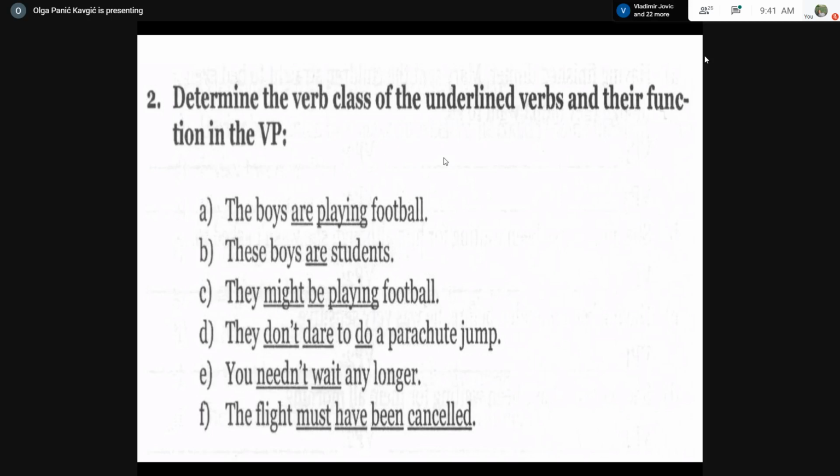Okay, Ognjen Pajić, is he here? Ognjen? No. Then Zorić, is he here?